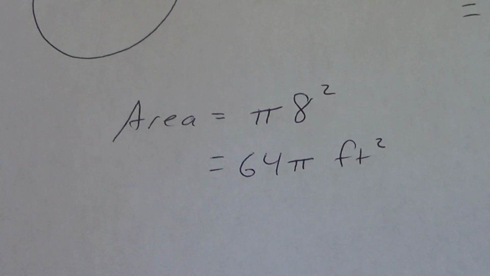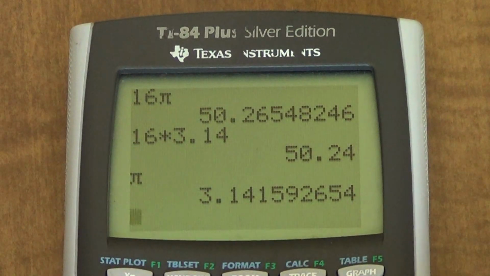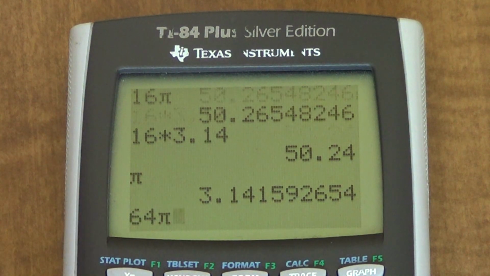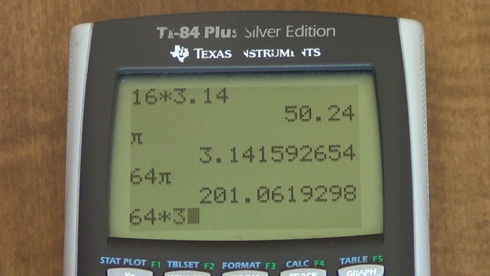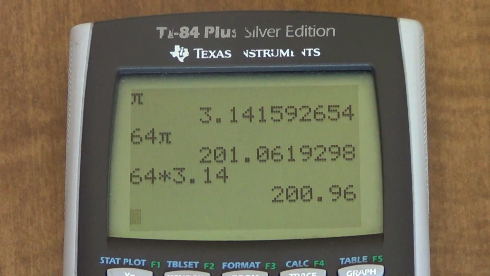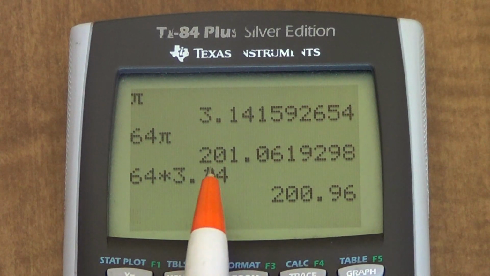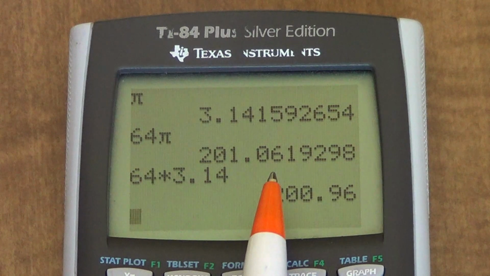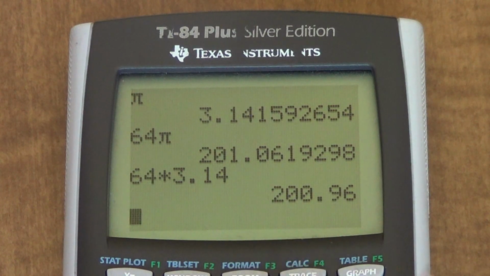But let me show you again the difference. If you choose to type in 64 pi versus 64 times 3.14, big difference. All right. Now we're talking, it's a whole 0.1. If I ask you to round it off, put 201.06. Do not put 200.96. That will never be correct in my classroom. Shouldn't be correct in any classroom ever, to be honest with you, because it's not.